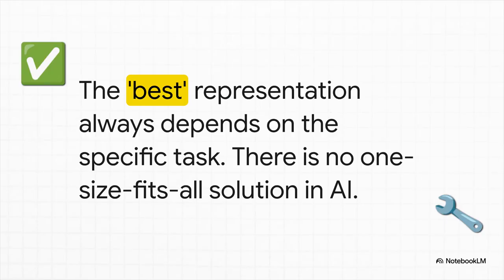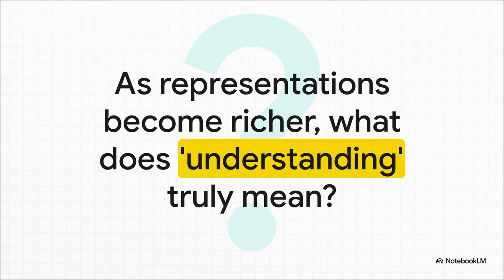So I think the most important thing to take away from all this is that there's no single best representation in AI. Not at all. The right choice always depends on the specific job you're trying to do. A simple task might just need a fast, efficient atomic label. But to understand the deep, subtle nuances of human language, you need the incredible power and cost of a distributed network. And that leaves us with one final, fascinating question to chew on. As these AI representations get richer and more complex, as they move from simple little labels to these vast, high-dimensional clouds of meaning, what does it truly mean for a machine to understand?